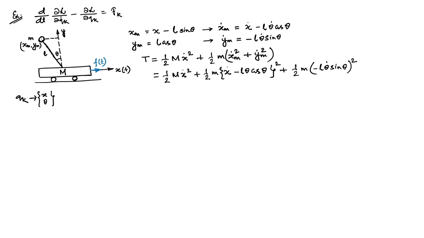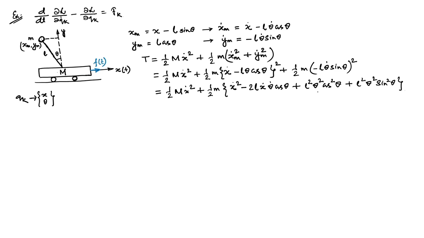So, if we simplify this expression, ultimately what we will get is half M x dot square plus half m, within bracket we have x dot square minus twice L x dot theta dot cos theta plus L square theta dot square cos square theta, plus from this term also we will have L square theta dot square sin square theta. And then obviously, we can simplify this term if we take L square theta dot square common.